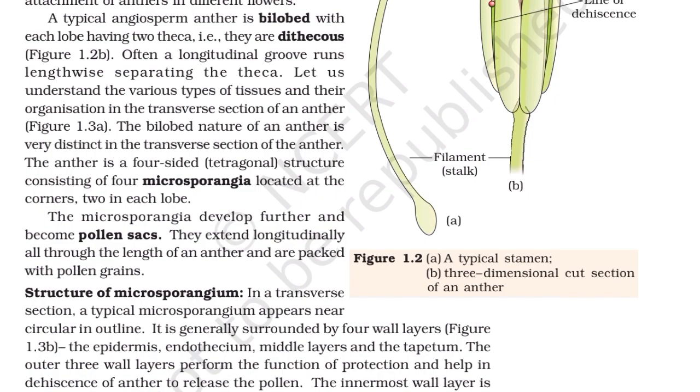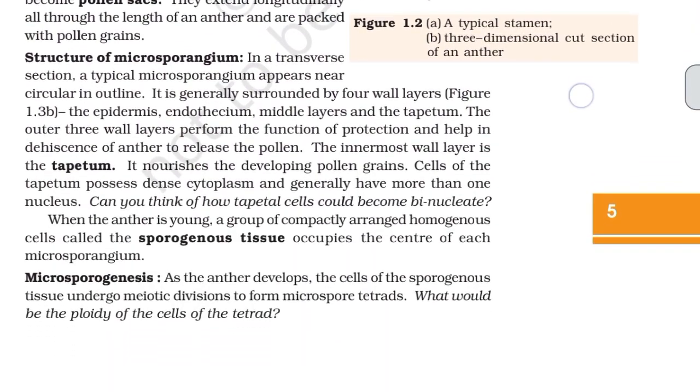The bilobed nature of an anther is very distinct in the transverse section of the anther. The anther is a 4-sided tetragonal structure consisting of 4 microsporangia located at the corners, 2 in each lobe. The microsporangia develop further and become pollen sacs. They extend longitudinally all through the length of an anther and are packed with pollen grains.